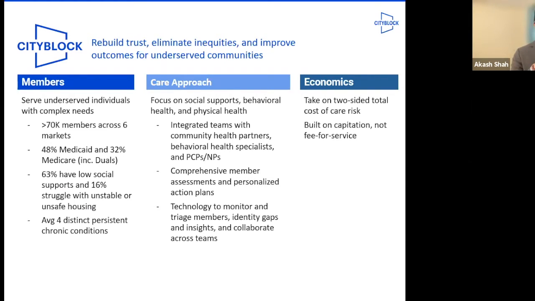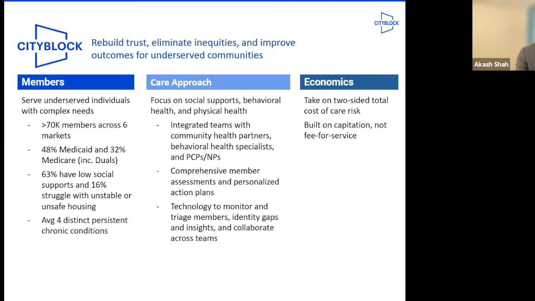The population we serve is more than 70,000 members across 6 states. Almost half of these folks are Medicaid beneficiaries. About a third are Medicare beneficiaries, primarily MA and duals. 2/3 of them have low social supports, and 16% of them struggle with unstable or unsafe housing, with similar statistics for food security and access to transportation.